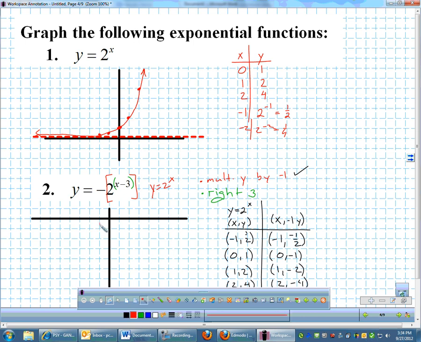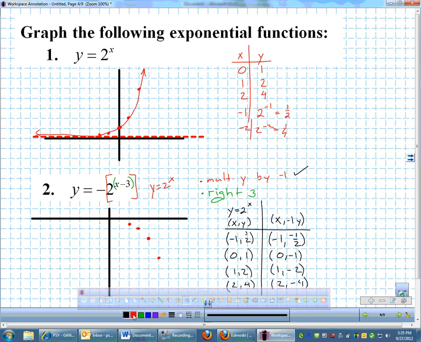So I'm going to take this point and go to the right 1, 2, 3 units. (0, negative 1), to the right 1, 2, 3 units. (1, negative 2), to the right 1, 2, 3 units. And (2, negative 4), to the right 1, 2, 3 units. And you can kind of see the general shape. See, it's kind of starting to drop off.